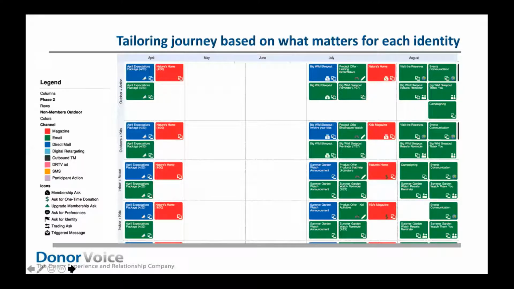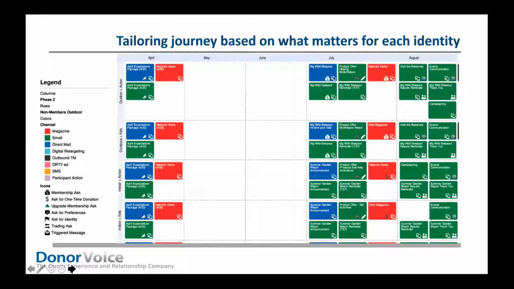And the slide will become busy, but I'll break it down. This is a screenshot of our journey mapping tool. Each column represents a different month, and each row represents a different combination of the donor insights. Each colored box is a different touch point in a different channel. So blue is direct mail, red is magazine, green is email.